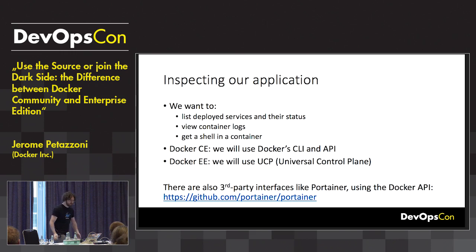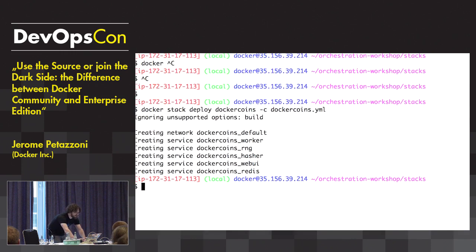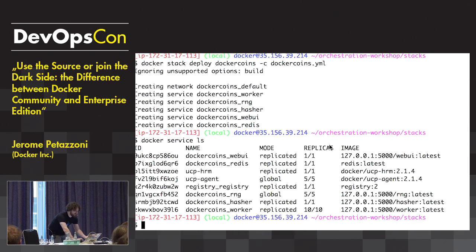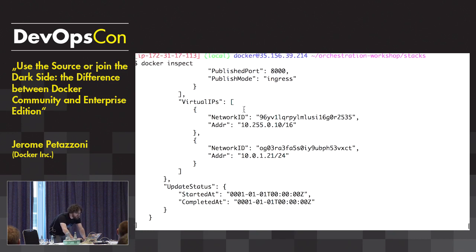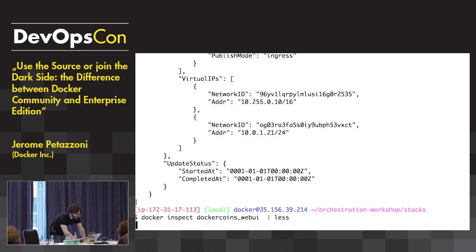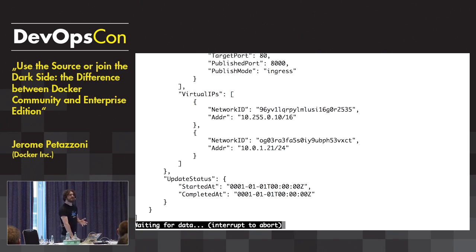So with the Community Edition, we have a CLI and an API. So with the CLI, I can do something like docker service ls. I see all the services on my cluster. Then I can do something like, hey, I would like to see this web UI thing. So I can do docker inspect dockercoins web UI. And in that output, somewhere, it's command line. So it's user-friendly, but it's very picky about its friends. And here there is a published port 8000.